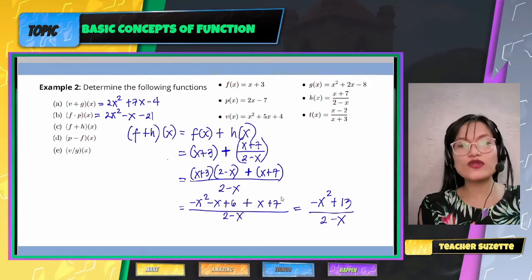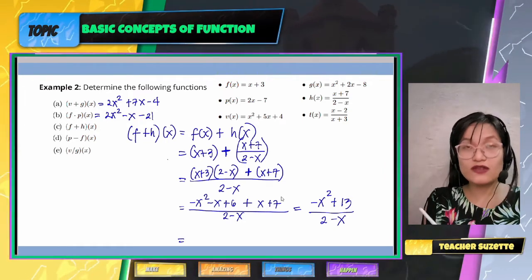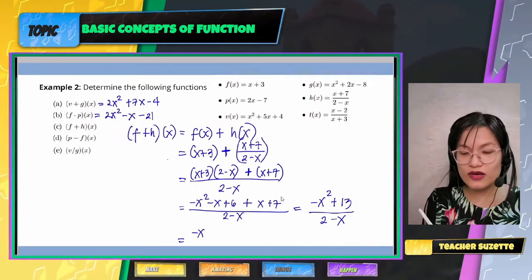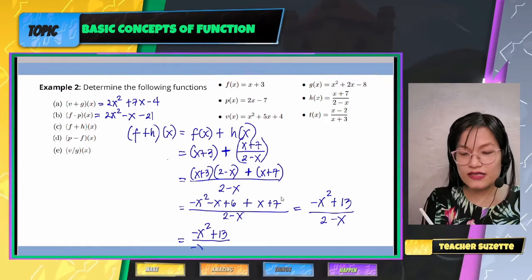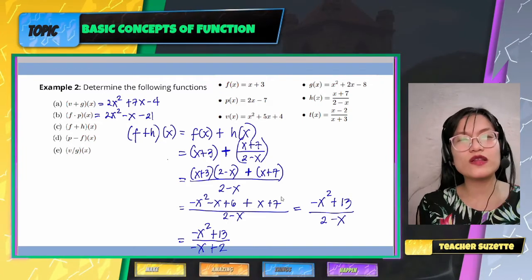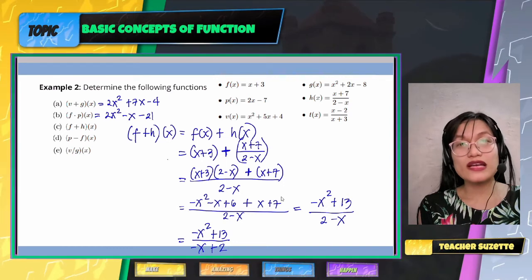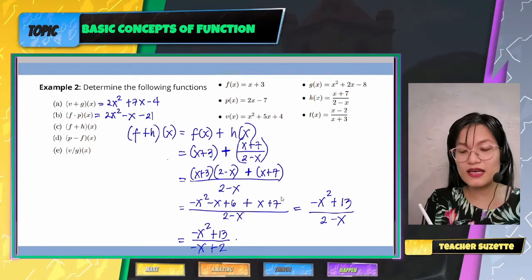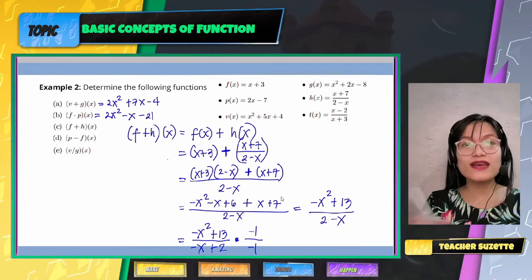Now, if we are going to rearrange our denominator, it should be written as negative x squared plus 13 all over negative x plus 2. So, you will notice that both our numerator and denominator have negative x squared and x. So, we can make them positive by multiplying negative 1 on both numerator and denominator.